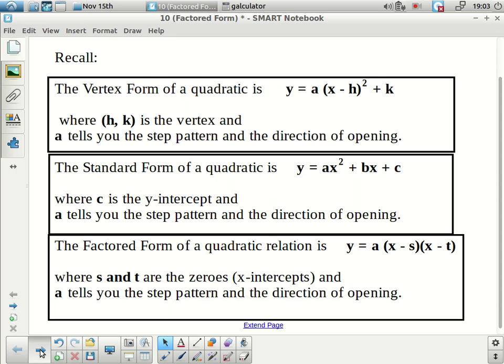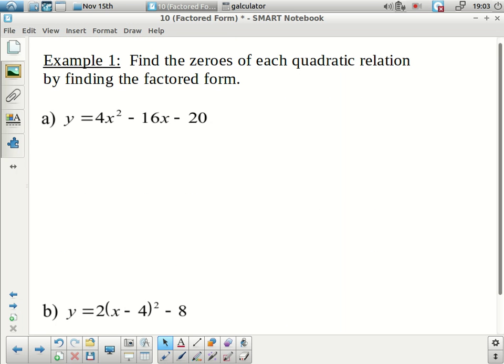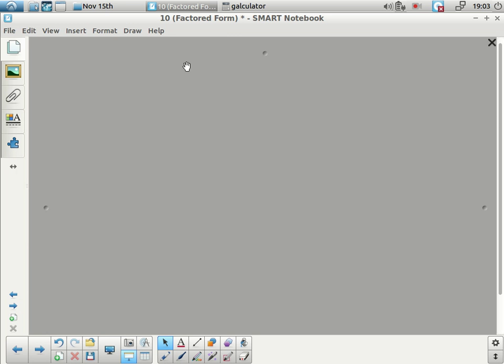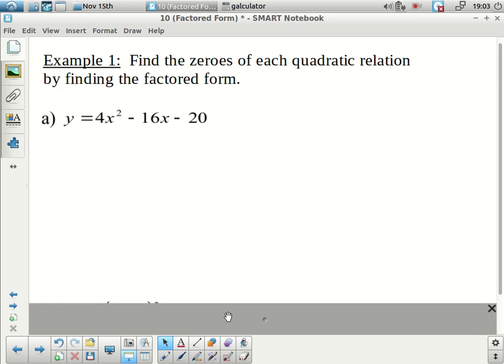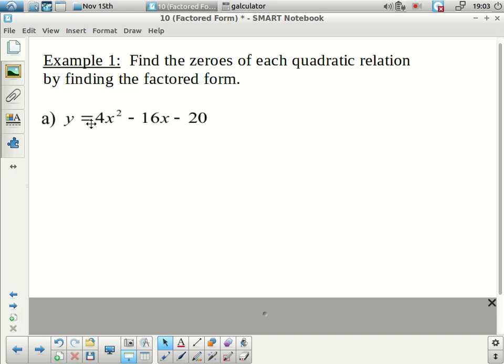So for our first example, we're going to find the zeros for each of these quadratic expressions by determining the factored form. So our first expression, I'll cover up the other one for now, is y equals 4x squared minus 16x minus 20.